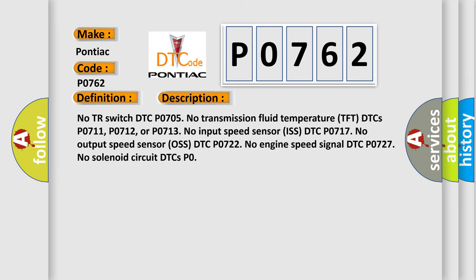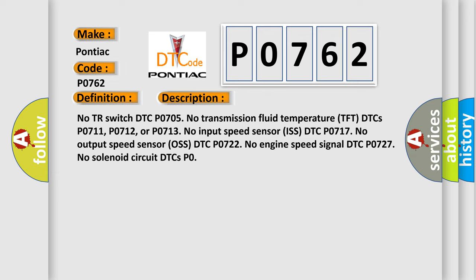No TR switch, DTC P0705, no transmission fluid temperature TFT, DTCs P0711, P0712, or P0713, no input speed sensor ISS, DTC P0717, no output speed sensor OSS, DTC P0722, no engine speed signal, DTC P0727, no solenoid circuit, DTCs P0.